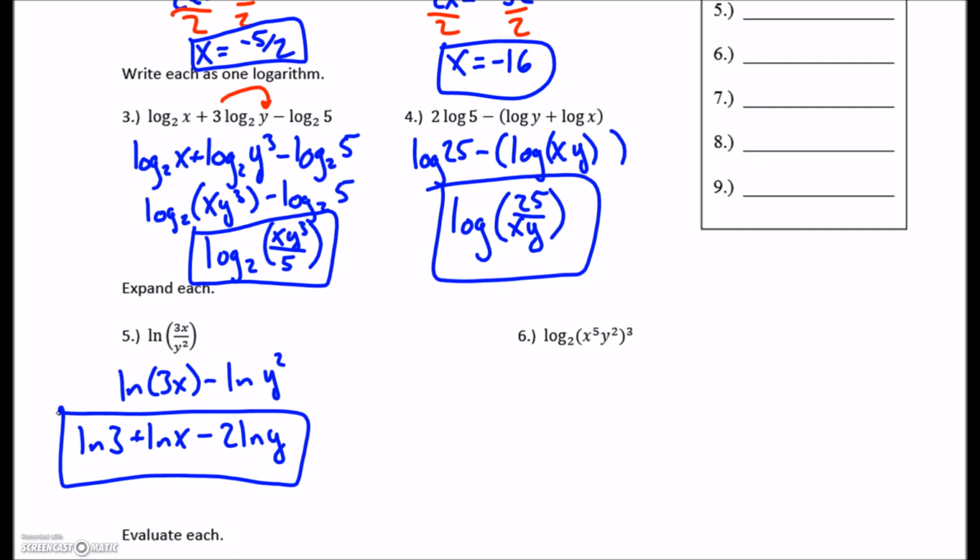All right. With the next one, there's a couple different ways that I can do this. There's 2 different ways that really I can approach this. I could bring that first 3 out front, and that would give me this, log base 2 of x to the 5th y squared. And now from here, I could split that logarithm into addition of 2 separate logarithms.